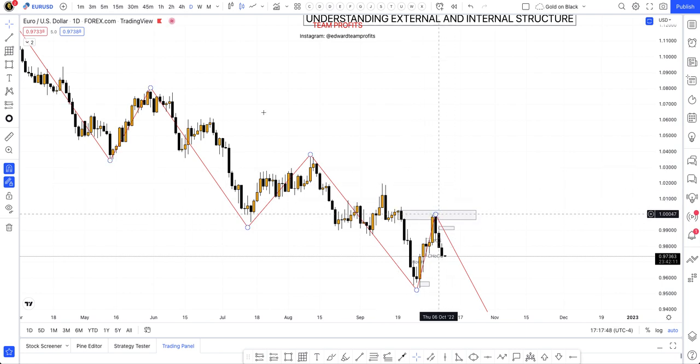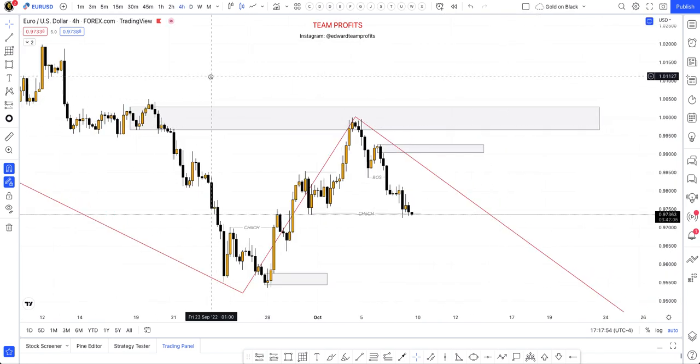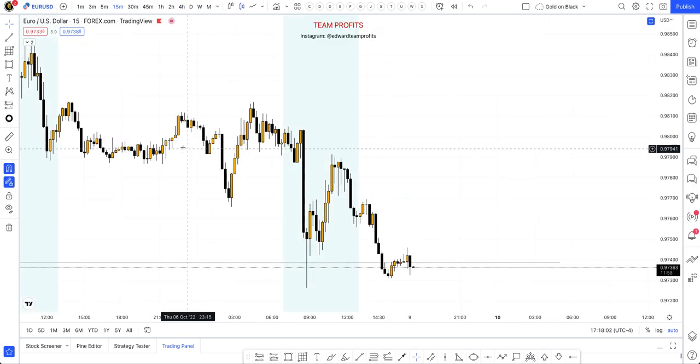This one right there. You see, I marked it up on the daily. That's the previous candle before the big push, right? So if I go now on a 4 hour, this is what's happening. The market dropped. Now, 4 hour. Let's see how it looks now.